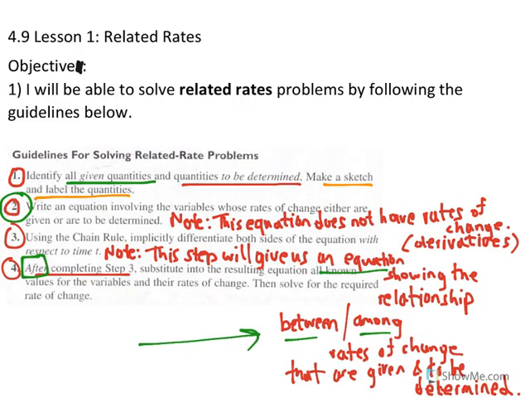So today we looked at these guidelines for solving related rates problems, and we were able to look at one particular example, and we saw how these guidelines are applied for that particular example.